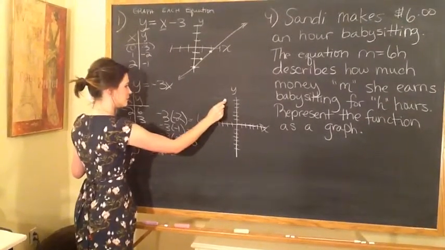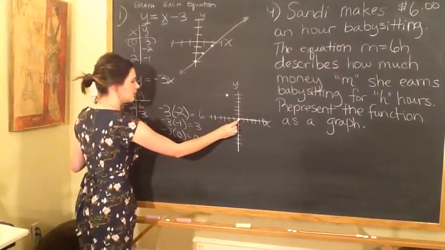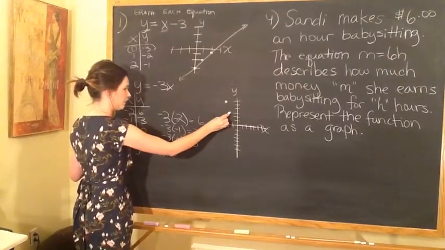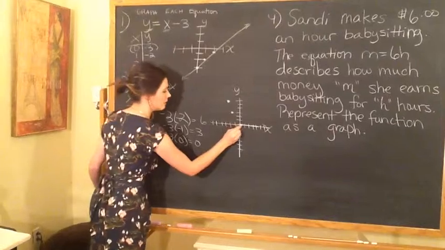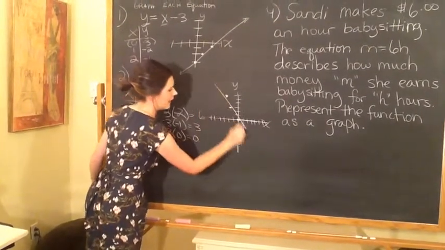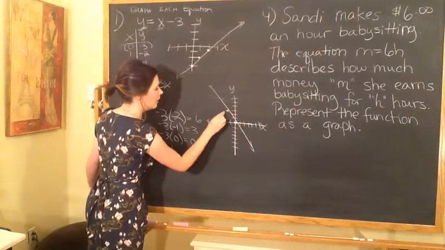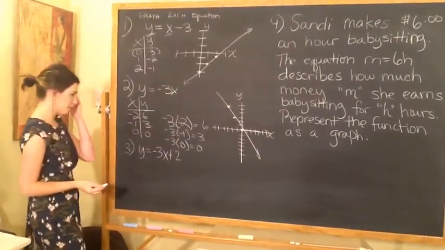Okay, so this is my first point. My second point is negative 1, 3. So I'm going to start at the origin, move 1 unit to the left, and then go up 3. My last point that I chose is 0, 0, which is right here at the origin. So we're going to go ahead and make our graph. Now obviously mine isn't perfect, because I'm not on graph paper. So you will be using graph paper for this lesson.